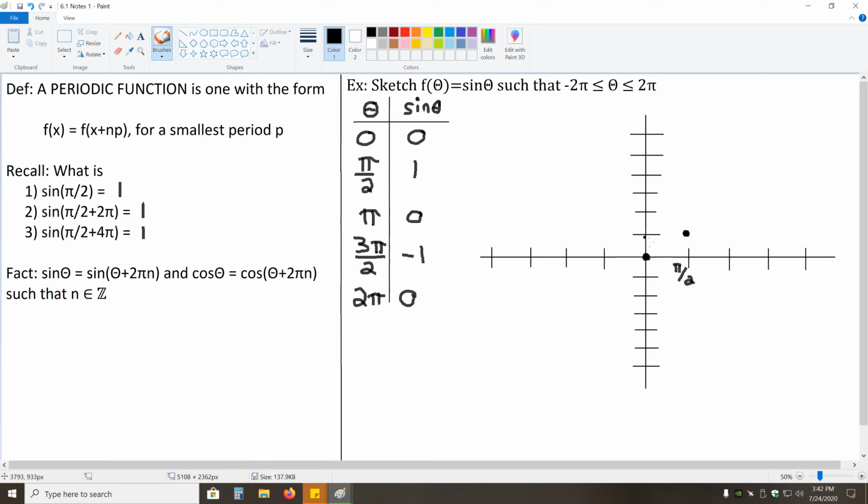So if this is 1, we need to make a note on our graph. We have 1, 2, 3, 4, 5, 6 tick marks here. And likewise, we have 6 here, so we'll call this -6. And if this is going to be pi over 2, then that means this should be pi, 3 pi over 2, and finally 2 pi. And likewise, this would be -pi over 2, -pi, -3 pi over 2, -2 pi.